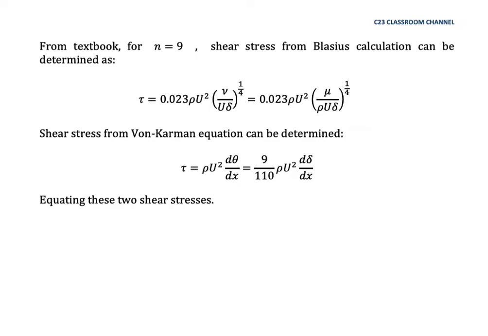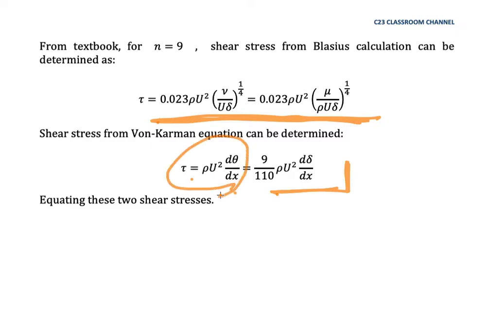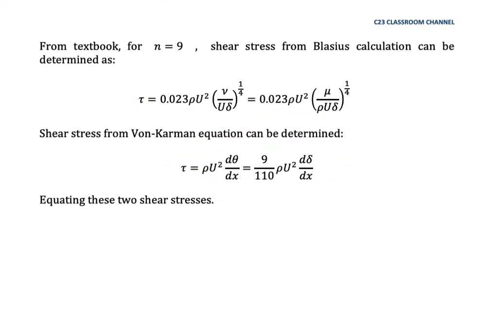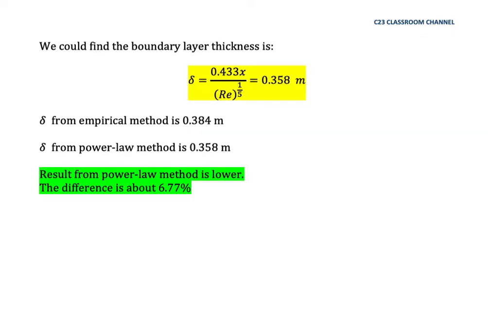Then we assume that the shear stress from the Blasius calculation is equal to this value, and we do the calculation based on our previous lecture. We get the shear stress equal to this one. From the von Karman equation, we equalize these two values of shear stress, and then we get delta equal to 0.358 meter.